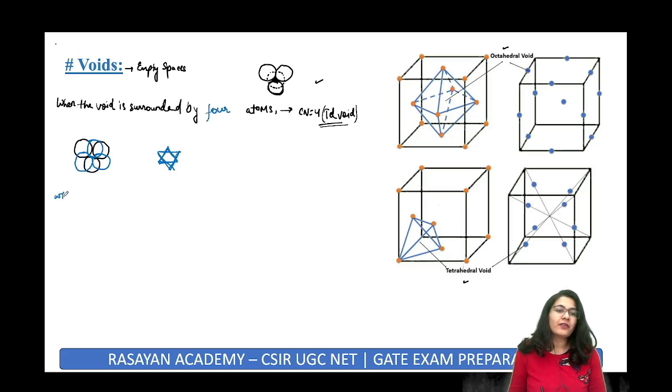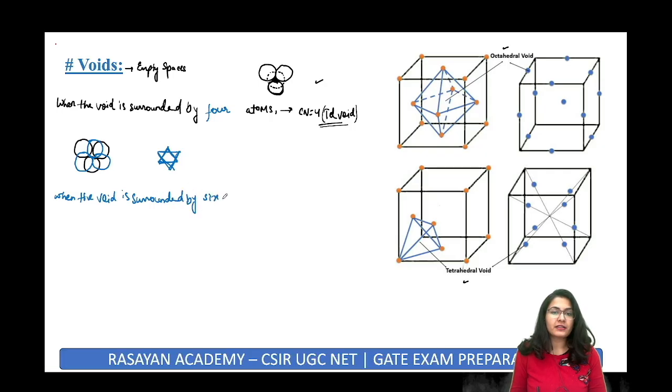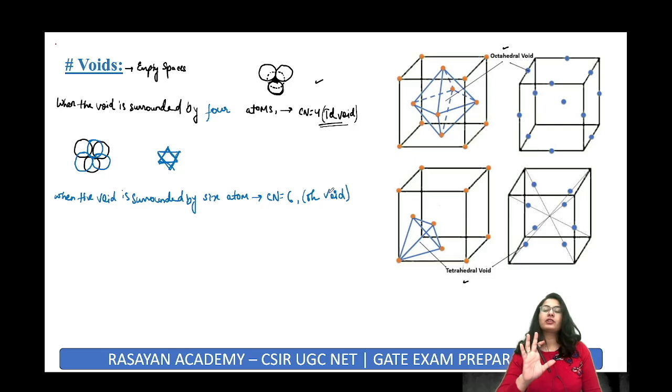So when the void is surrounded by 6 atoms, then the void is going to have a coordination number of 6, and it is going to be known as an octahedral void. Okay, so this is the basic classification of a void, the basic definition of a void.